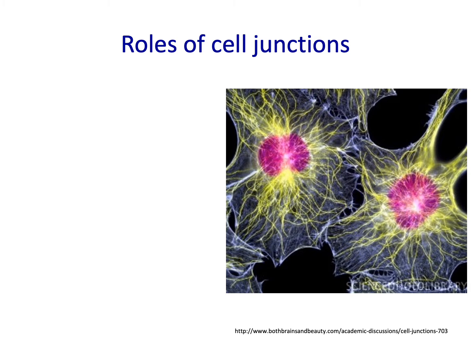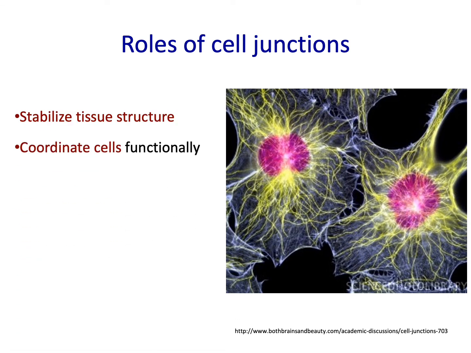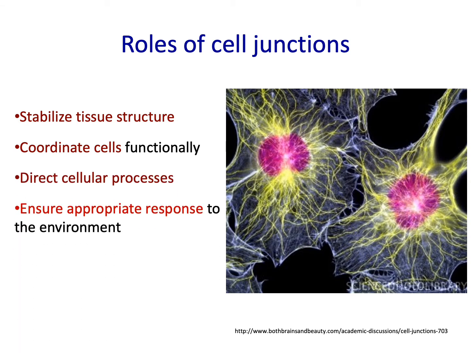Cell junctions play important roles in the functionality of our tissues, including stabilizing the tissue structure, as well as coordinating the cells functionally and directing those cellular processes, ensuring that the cells individually and as a tissue respond appropriately to changes in their surrounding environment.